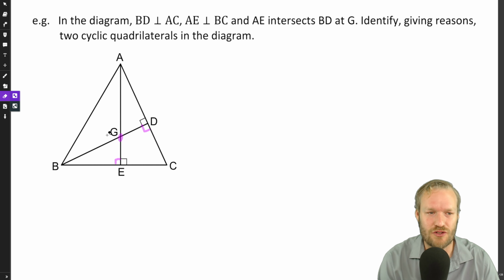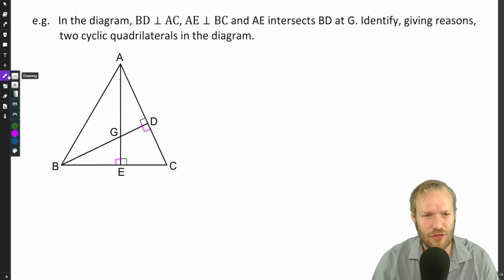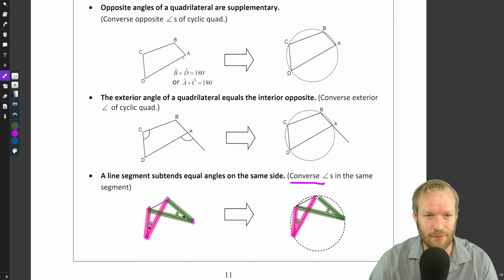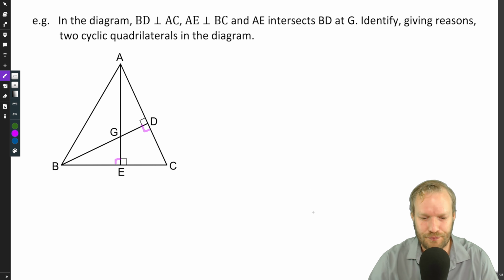Identify, giving reasons, cyclic quadrilaterals. Remember we've got 3 ways to show that something's a cyclic quad. Go back to the first video if you need that, where I went through them. We could show that opposite angles are supplementary. We could show that the exterior angle equals the opposite interior, or we could show angles in same seg, which is what we did in the previous example.